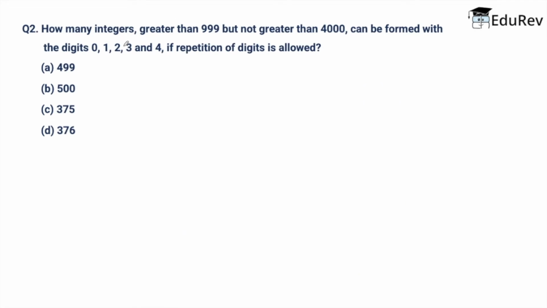So the second question states that we need to find out how many integers are greater than 999. Now they are saying greater than 999. That means we are not including 999 in it. And it shouldn't be greater than 4000. So it shouldn't be greater than 4000 means 4001 cannot be there, but 4000 is included in this. Now the question says: how many integers greater than 999 but not greater than 4000 can be formed from the digits 0, 1, 2, 3 and 4 if repetition of digits is allowed.